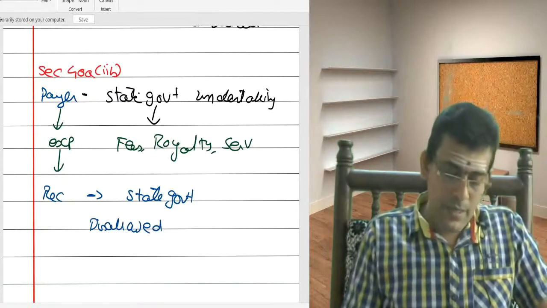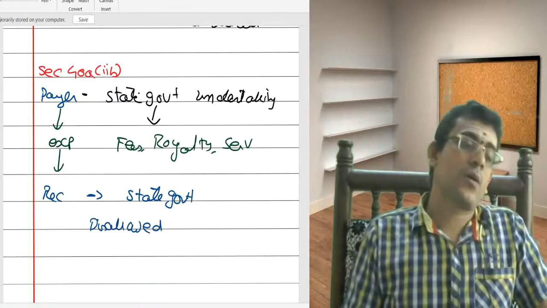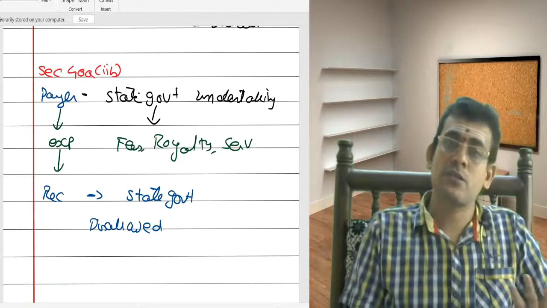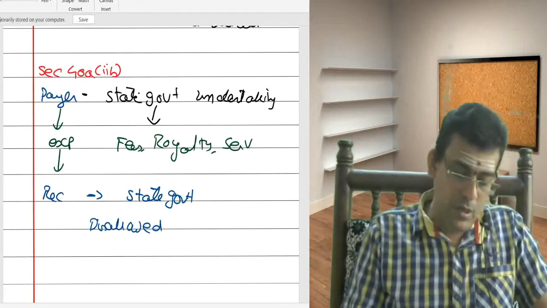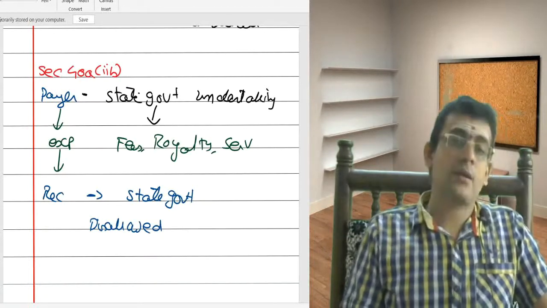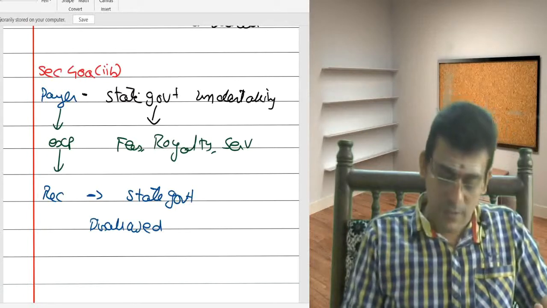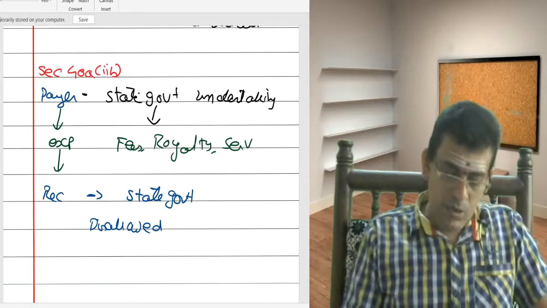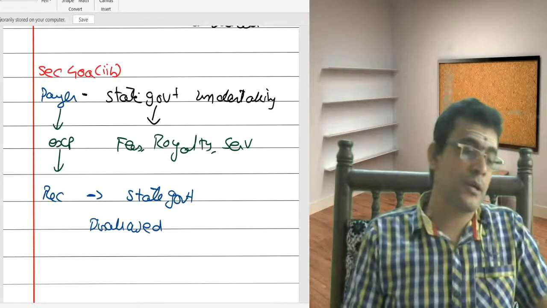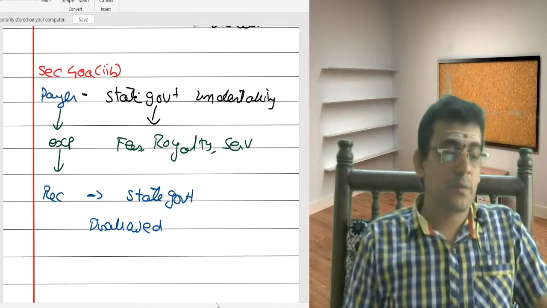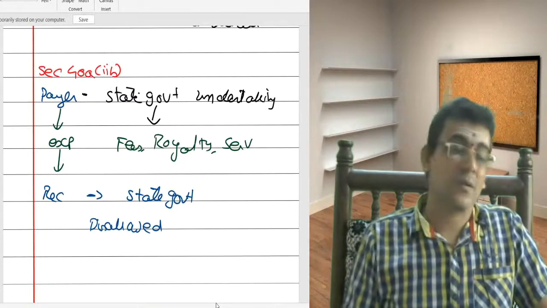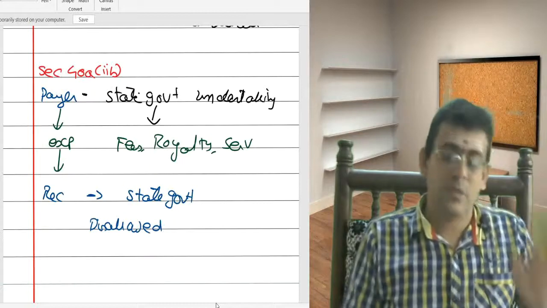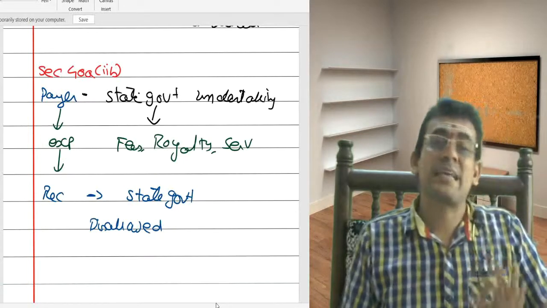Now, what is the meaning of state government? Any corporation or undertaking which is controlled by the state government is called a state government undertaking. Any corporate in which 51% of the capital is held by the state government is also called a state government undertaking. So if that is paying any sort of fees, service, or royalty, that has to be disallowed. That's what is called 40A subsection 2B.